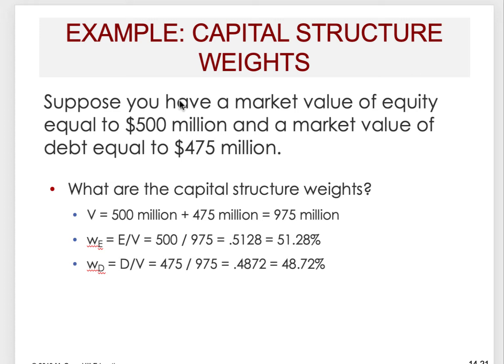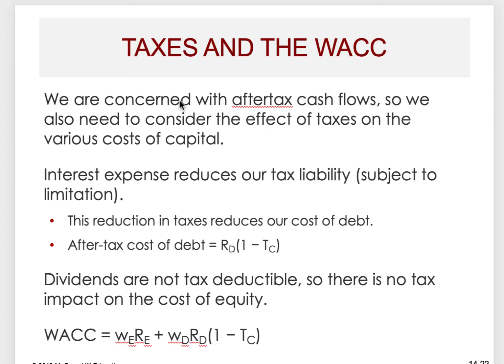We take the equity value, which is 500 million, and divide it by the total value of the company, which is 975. Basically, it's 51%. How much of our company is financed with debt? Well, again, we do the same thing. 475 divided by 975, we get about 48%. Okay, so not too difficult there.